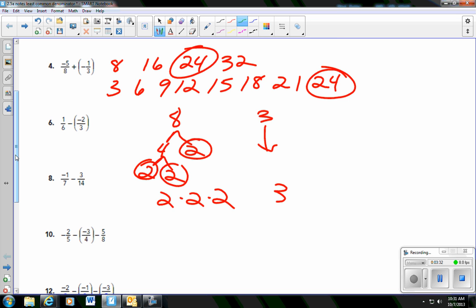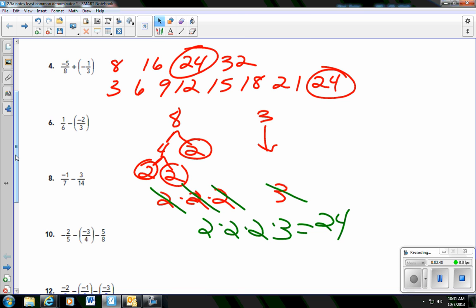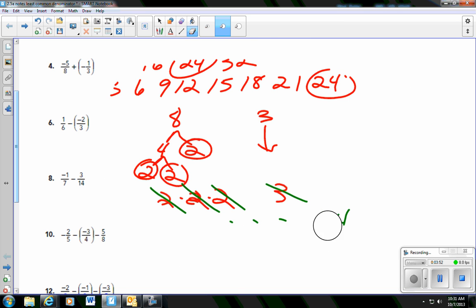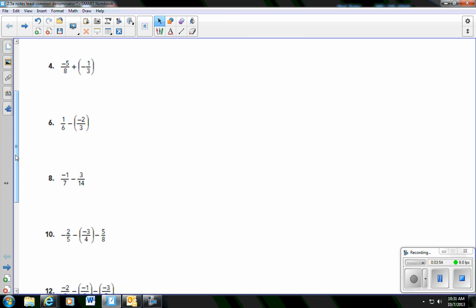So then we have no doubles. These would not count as doubles because they're with the same number. So we have no doubles. We have 3 single 2's and a single 3. Multiply all that together and you would get 24. So our least common multiple of 8 and 3 is 24.